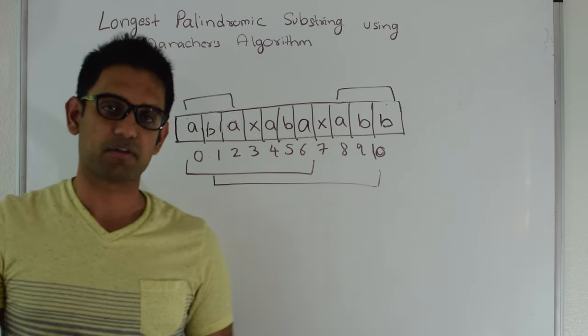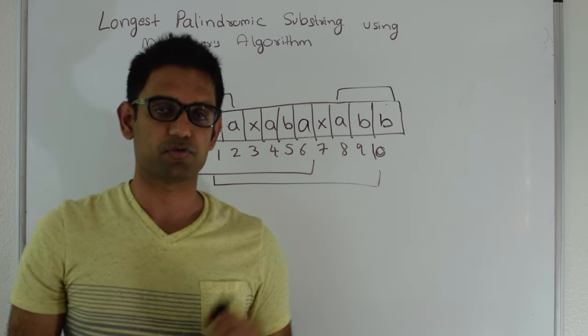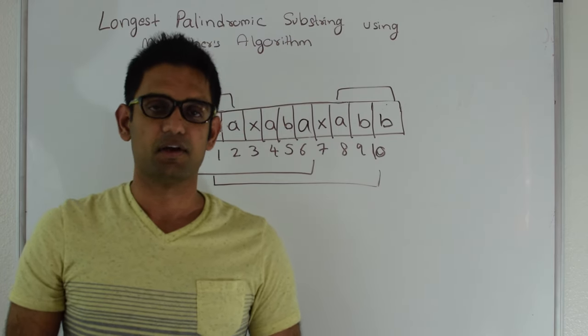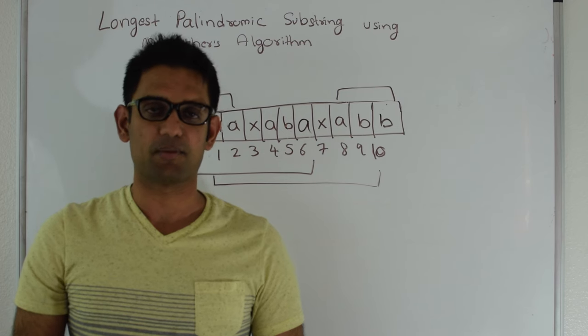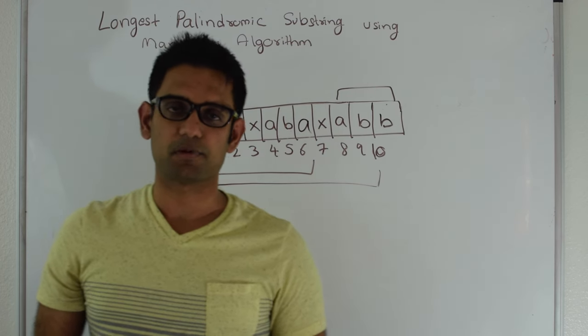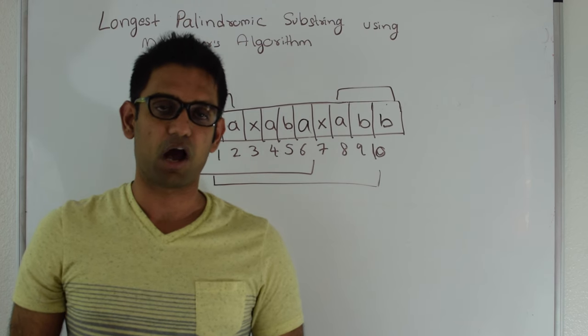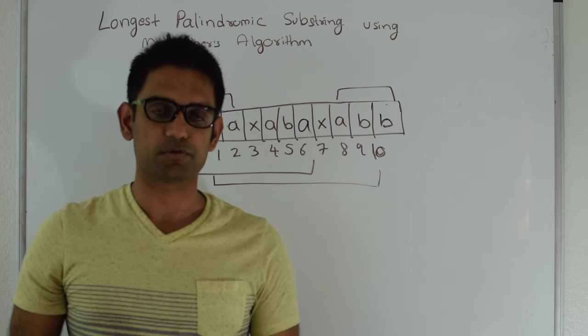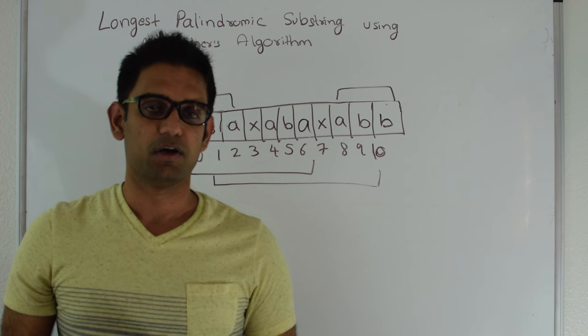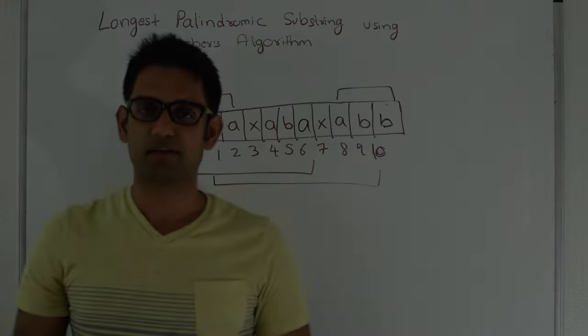So there are many algorithms to solve this in O of n square time, but today we're going to consider Manacher's algorithm, which solves it in O of n time. Also, for keeping the video simple, I'm only going to consider the odd length palindromes, but I will show later on how you, without losing generality, can also solve it for even length palindromes. So in the next section, let's see how Manacher's algorithm works.